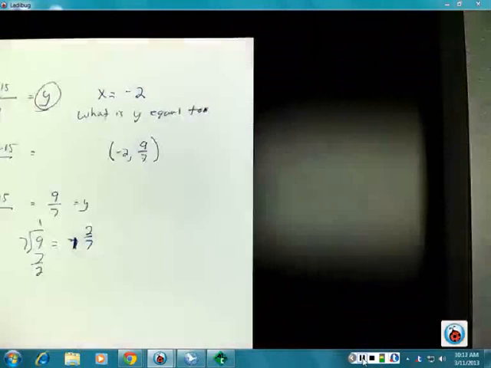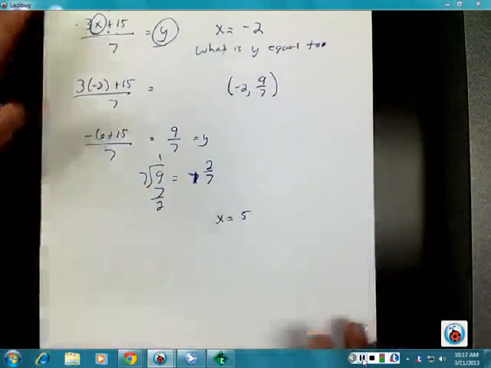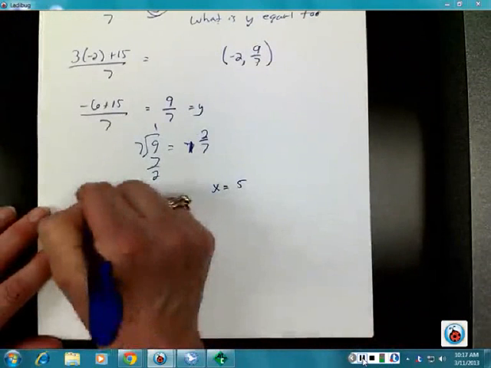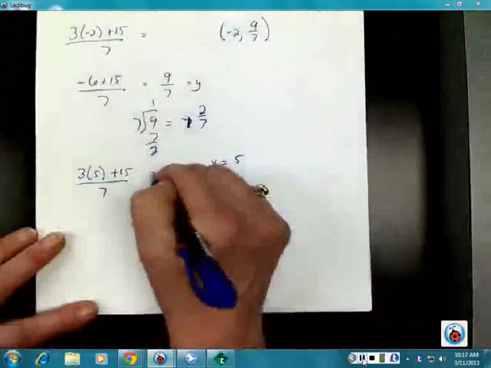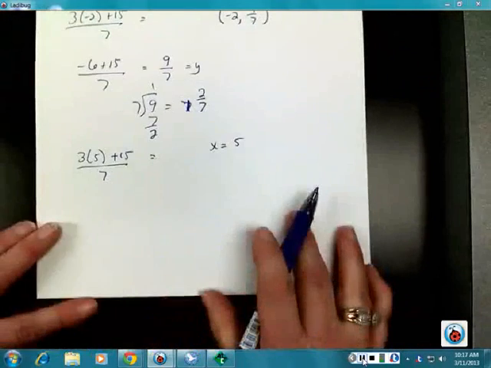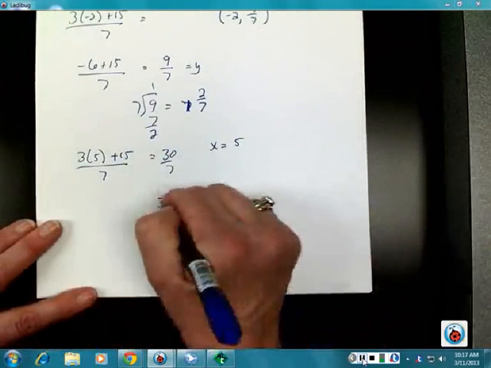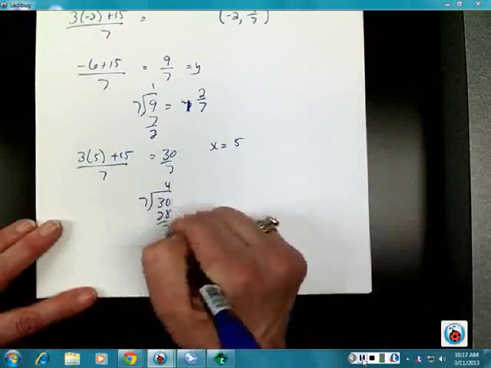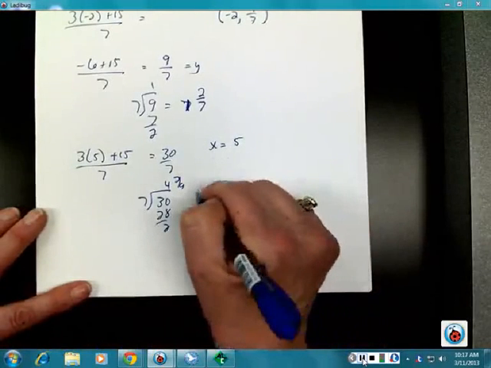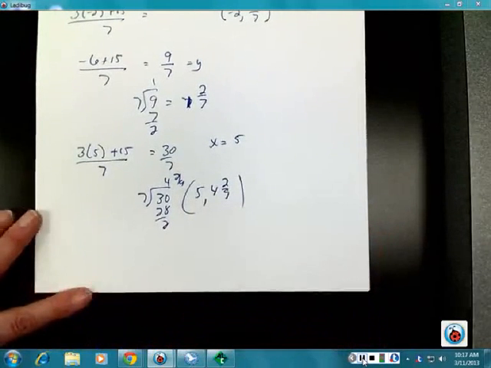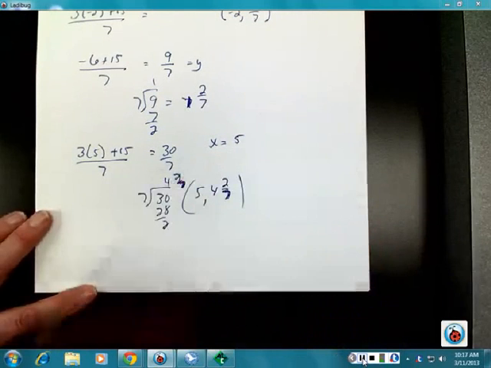So then if on the same equation they were to tell me that x equals 5, what would y equal then? So then I would say 3 times 5 plus 15 over 7. And what would I get now? So 3 times 5 is 15. 15 plus 15 is 30. So I get 30 over 7. And if I take 30 divided by 7, I end up with 4 and 2/7, comma 5, if I put it back into its point formation. Sorry, not 9/7. Gotta remember what I'm putting in there.